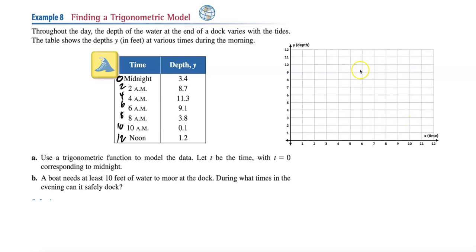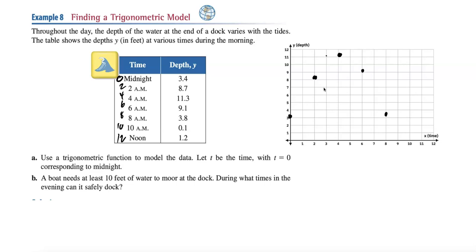So first thing we do is plot the data. Here's your thing. At 0, it's 3.4. At 2 it's 8.7. Again, these are estimates, it's plots. At 4 it's 11.7. At 6 it's 9.1. At 8 it's 3.8.